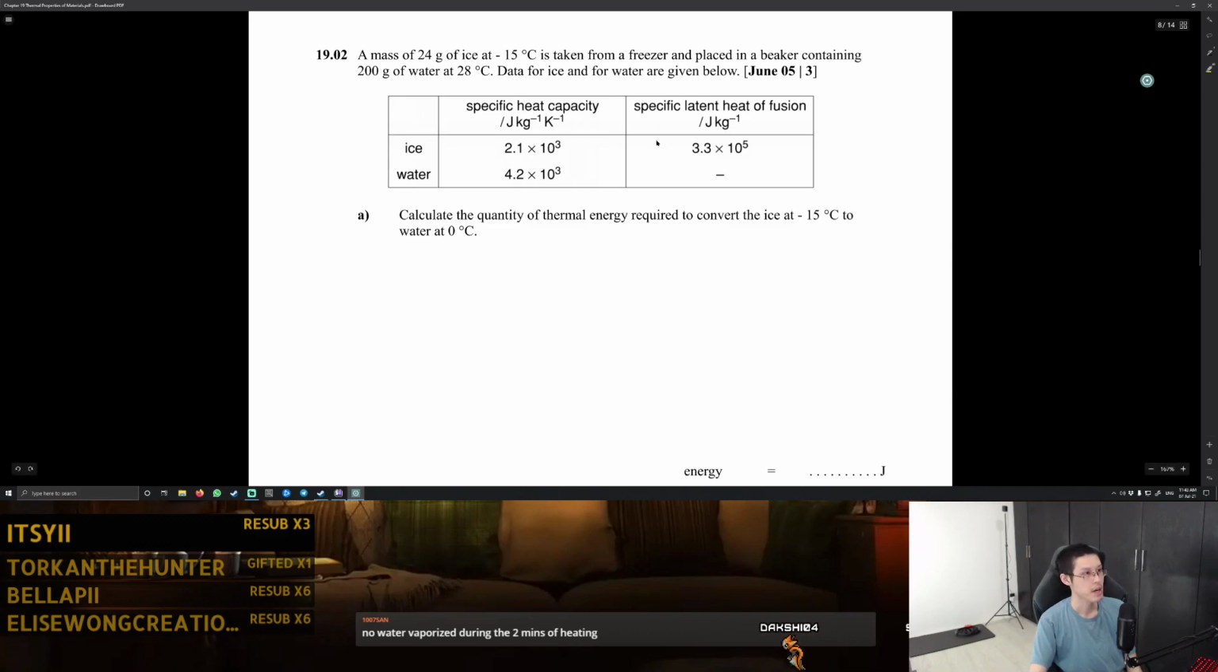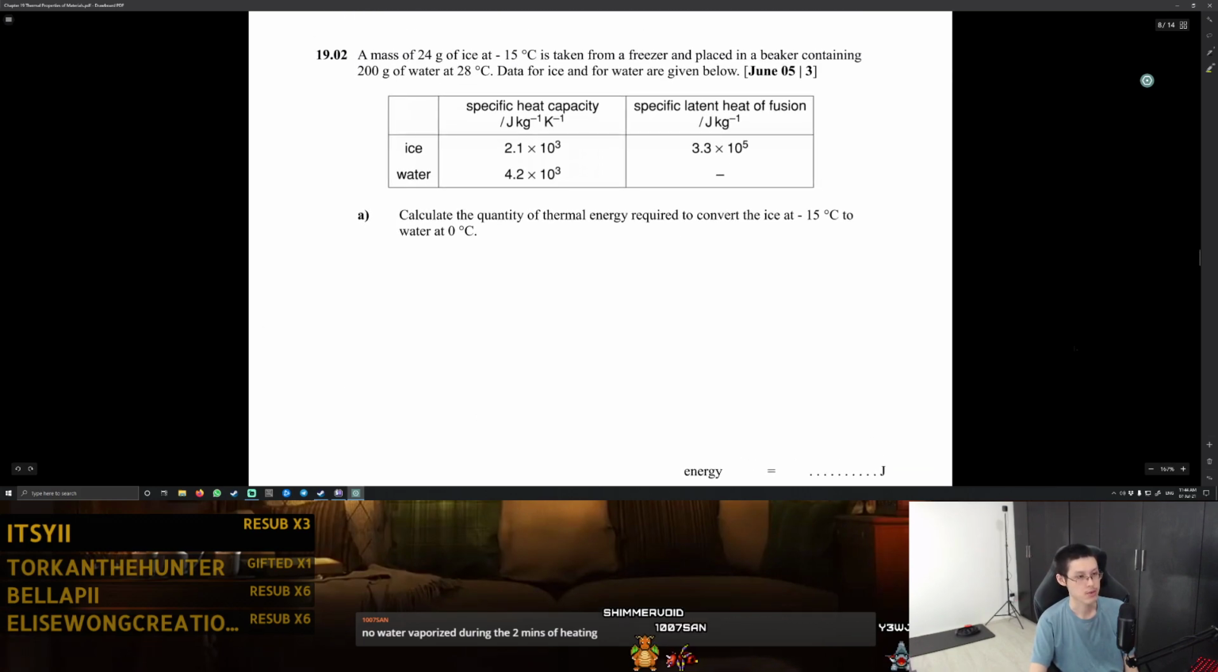So now you have a mass of ice at negative 15 degrees Celsius taken from a freezer placed in a beaker containing 200 grams of water at 28 degrees Celsius. Data for the ice and for water are given below. Calculate the quantity of thermal energy required to convert the ice at negative 15 to water at 0.